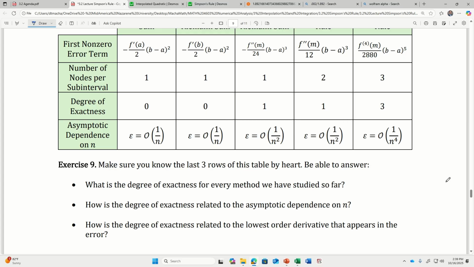Last bullet point, how is the degree of exactness related to the lowest order derivative that appears in the error? What I mean by that is when the degree of exactness is 0, the first order derivative shows up in the first non-zero error term. When the degree of exactness is 1, then the second derivative shows up. When the degree of exactness is 3, then the fourth derivative shows up. And so those derivatives are kind of like the biggest actors on error.